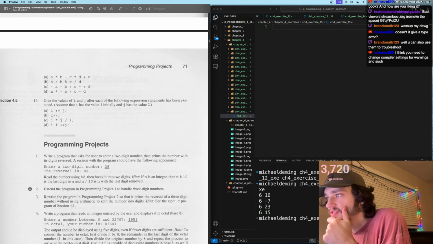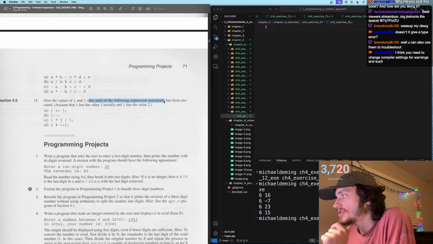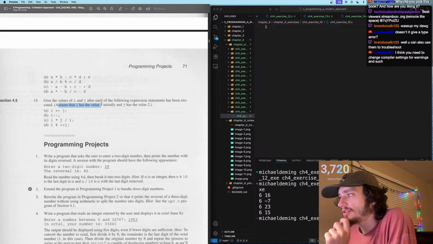Okay, give the values of I and J after each of the following expression statements have been executed. Assume that I has the value of 1 initially and J has the value of 2. Give the values of I and J after each of the following expressions. Okay, gotcha.